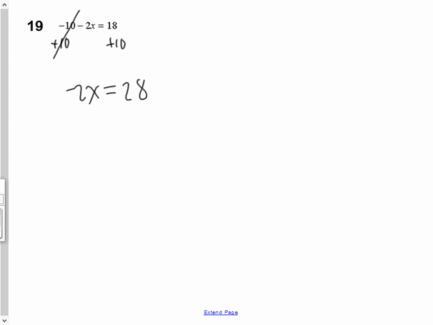There's a lot of people that put 8 for that. I don't know why. And now that you have -2x equals 28, divide both sides by -2. And x will equal -14. A lot of people had this question wrong.